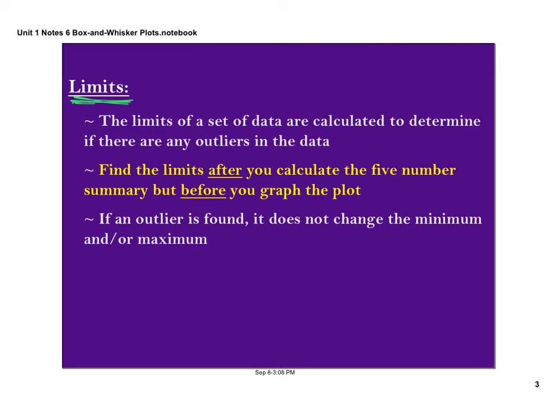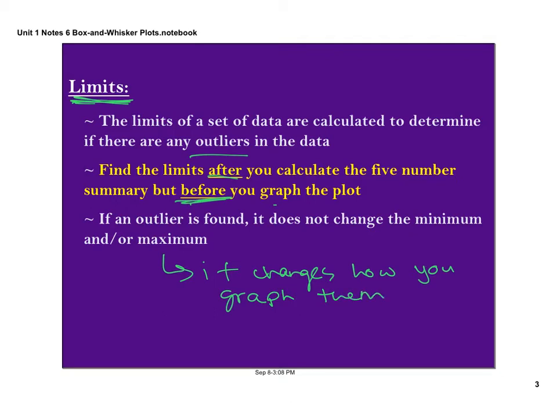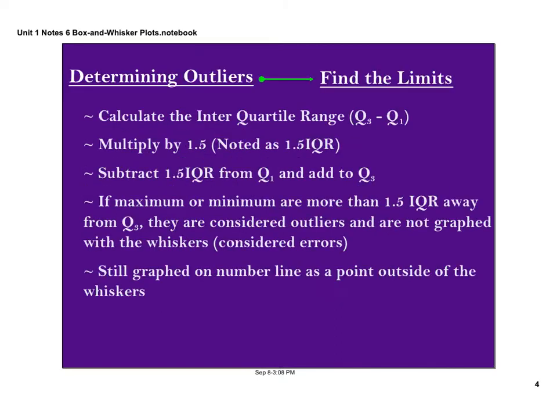So it says the limits of a set of data are calculated to determine if there are any outliers. Find the limits after you calculate the 5-number summary, but you've got to do it before you graph, because it's going to change the way your graph looks. If the outlier is found, it does not change your minimum or maximum, it just changes how you graph. So the graph will look different depending on what your outliers are, but they're still going to be on there. They just are marked different.